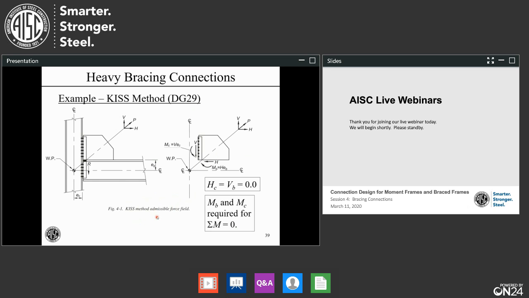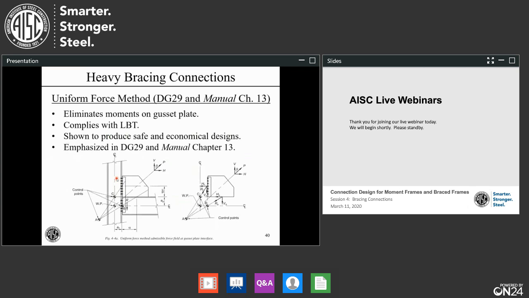This is especially useful if, for example, you have a light HSS column and it just can't take anything horizontally here, you might just choose to set that to 0 and move on. Now, you won't get the most economical connections using this method typically, though. And there's a couple other methods in there. The method that we typically prefer is called the uniform force method, and it's shown in detail in Design Guide 29 and in the manual, Chapter 13.